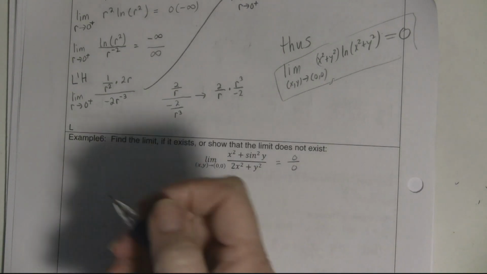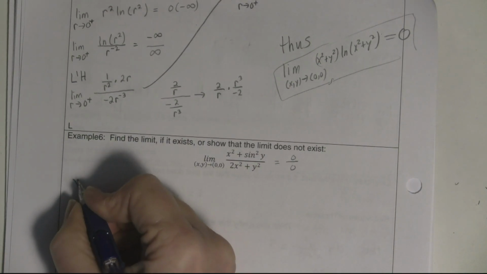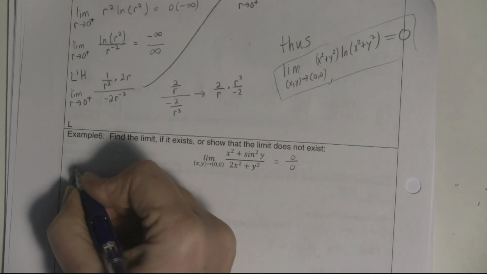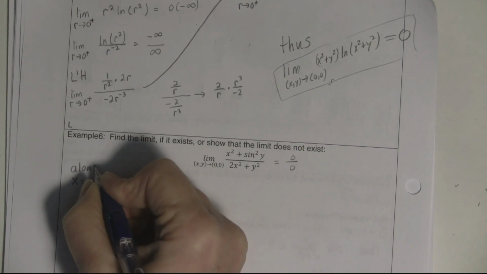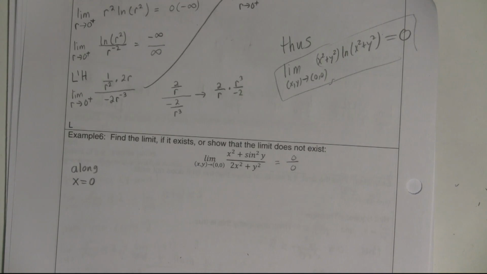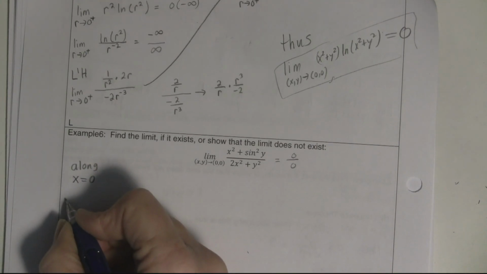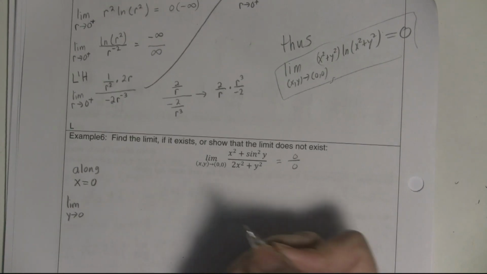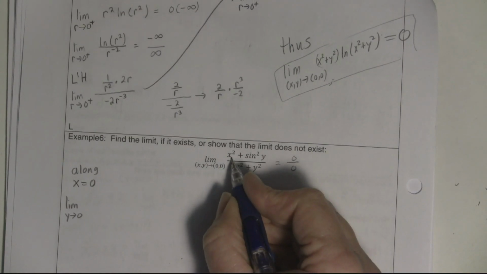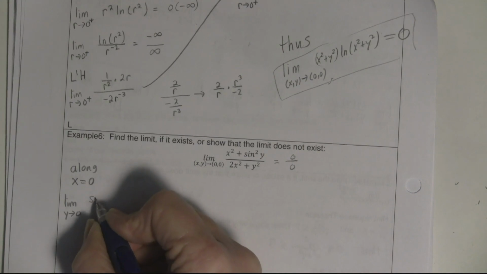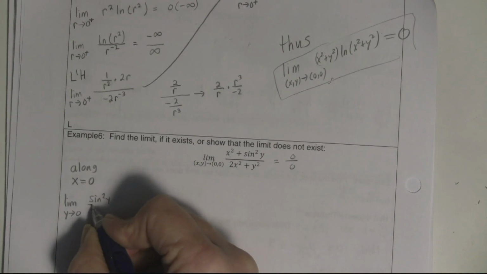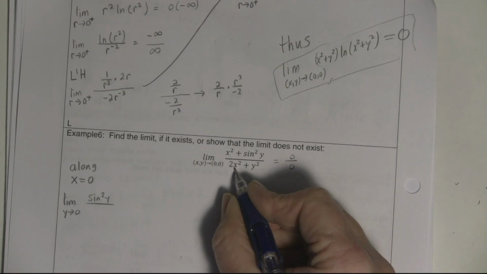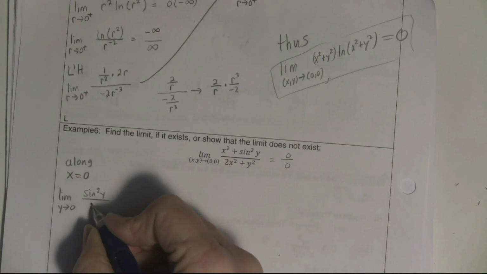Thinking about some of our favorite paths, if I go along x equals 0, this is going to become the limit as y goes to 0 of sine squared y over 0 plus y squared, so over y squared.